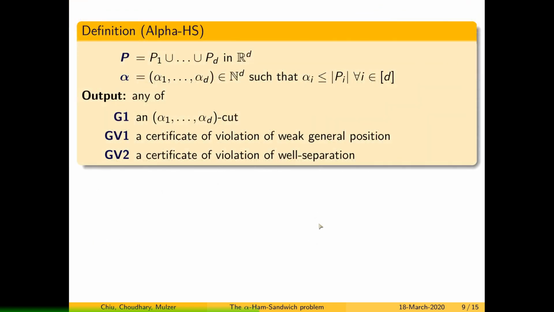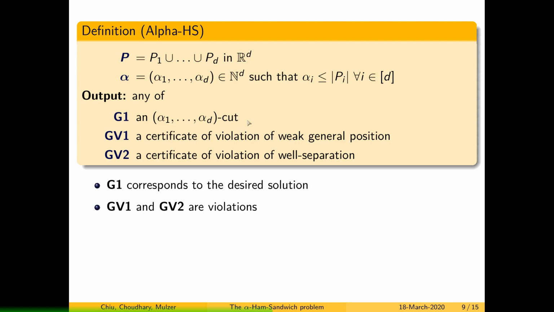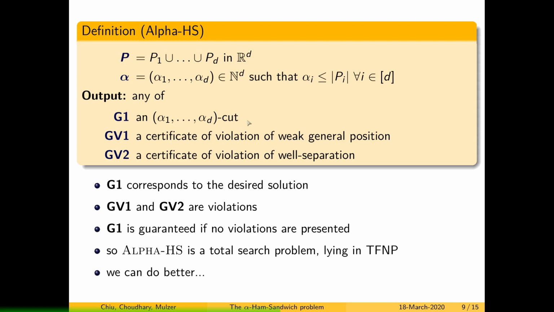And this can be achieved by allowing some more outputs. So instead of having just a dividing hyperplane as an output, we also allow for certificates that witness violations of weak general position or well separation. Indeed, G1 is what we are looking for, and GV1 and GV2 are violations which tell us that the assumptions were not true. The theorem says that if none of the violations hold, then G1 must be true, there must be a G1 solution, otherwise there must be one of the violation solutions.